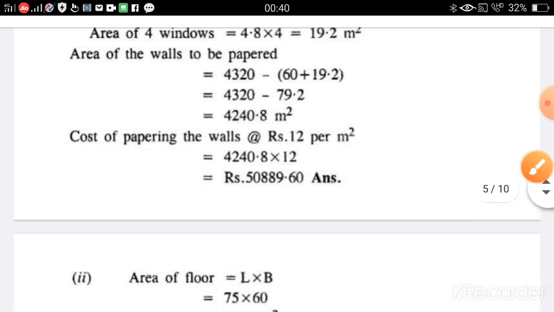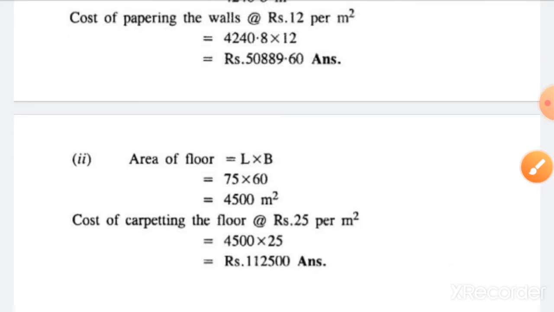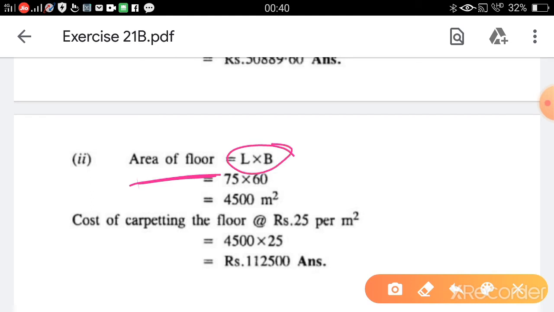Then we have to again find out the area of the floor also. Area of floor will be L into B. L will be 75 and B will be 60. So 4500 meter square. Then find the cost for carpeting the floor at the rate of 25 rupees per meter square. So how much is the area? 4500, and the rate will be 25 rupees. So 4500 multiplied by 25. The answer will be 112500.